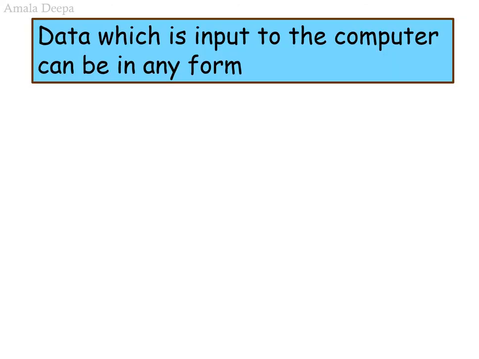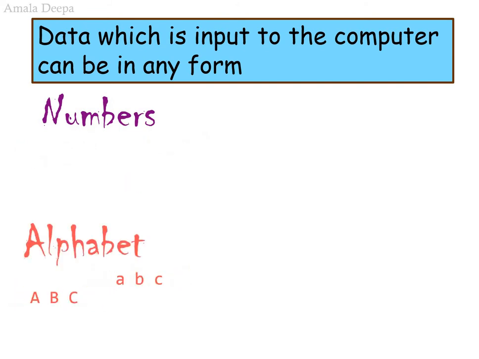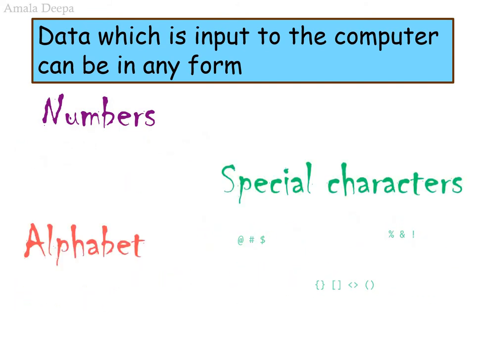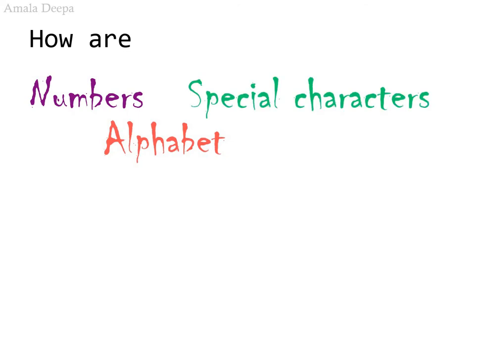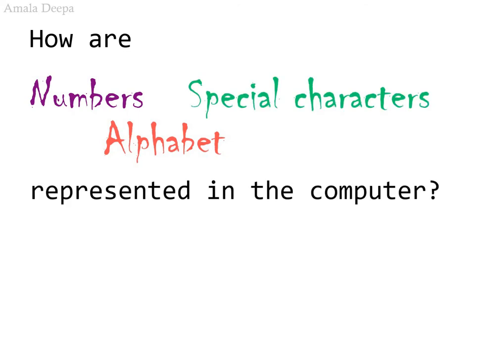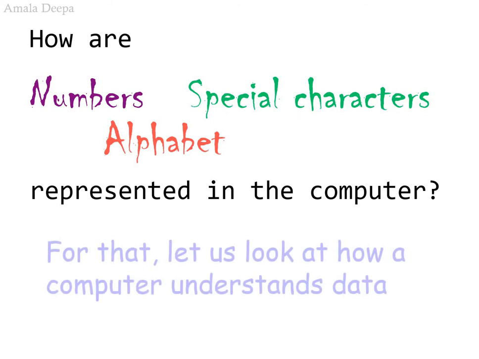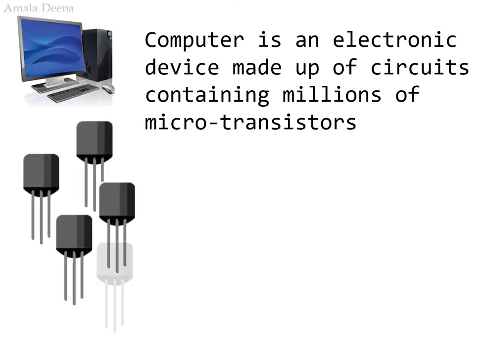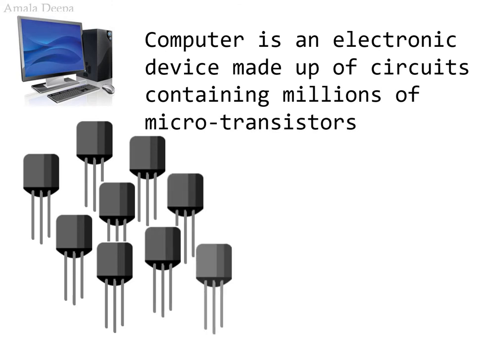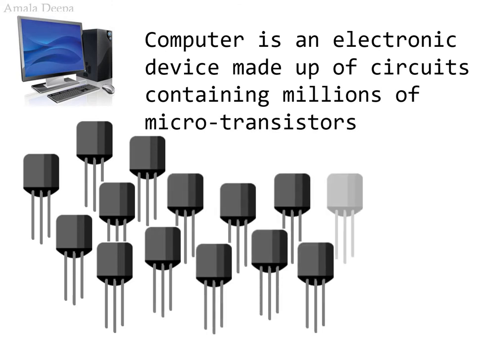Data which is input to the computer can be in any form: numbers, alphabet, special characters. How are numbers, alphabet, special characters represented in the computer? For that, let us look at how a computer understands data. Computer is an electronic device made up of circuits containing millions of microtransistors.